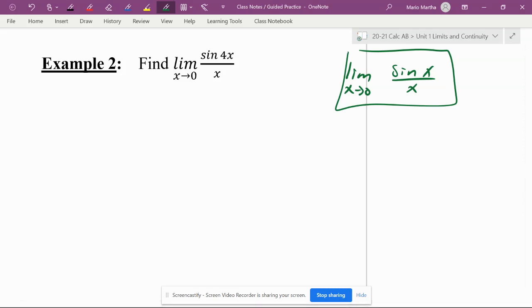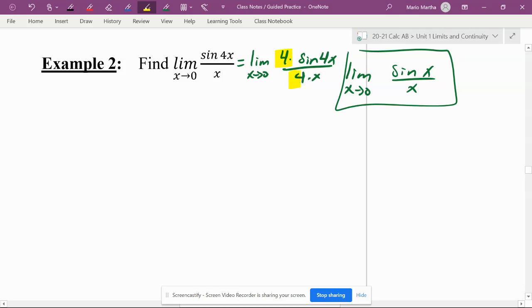So let's do a couple of algebraic tricks that we usually do. It's usually multiplying by 1 or adding 0. So in this case, we're going to be multiplying by 1. So this is equal to the limit as x approaches 0 of 4 times the sine of 4x over 4 times x. And if you notice right there, this is why I'm multiplying by 1. There's a 4 right there and a 4 right there.